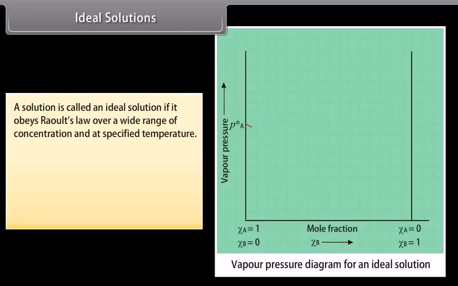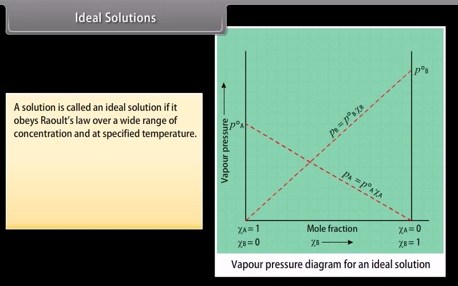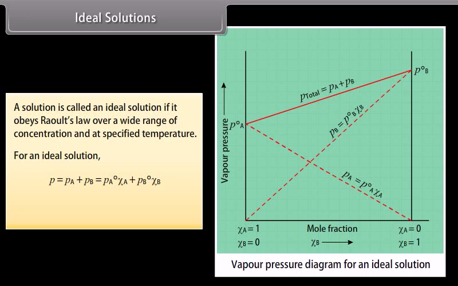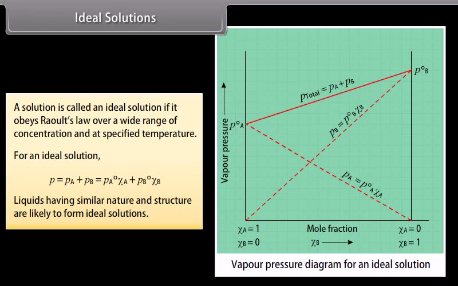Ideal solutions. A solution is called an ideal solution if it obeys Raoult's law over a wide range of concentration and at specified temperature. For an ideal solution, P is equal to PA plus PB. It can be written as P is equal to PA naught into XA plus PB naught into XB. Liquids having similar nature and structure are likely to form ideal solutions, for example, a mixture of methanol and ethanol.